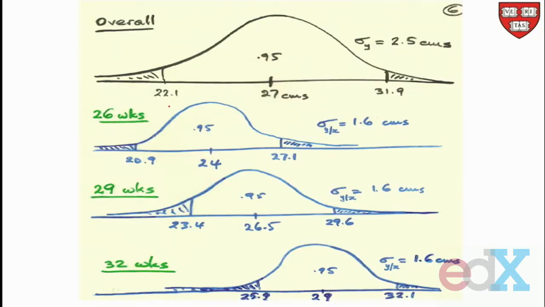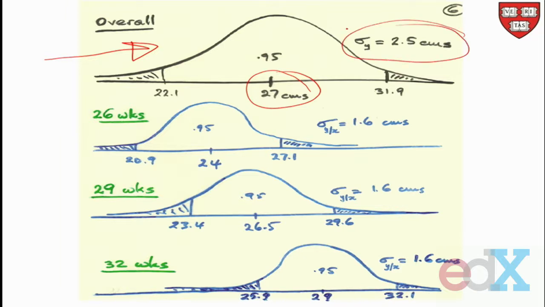So here's what's going on. This is my attempt at freehand. This is the overall picture. We've got a normal distribution centered around 27 centimeters with a standard deviation of 2.5, and we did our predictive interval, which was from 22.1 to 31.9. So 95% of them are there.